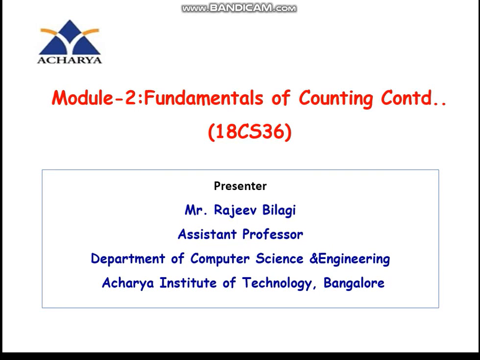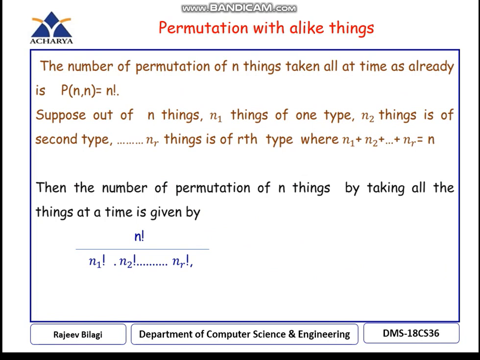Dear all, we'll continue with the fundamentals of counting and problems related to fundamentals of counting. So this is permutation with alike things, which is very important. We know that the number of permutations of n things taken all at a time is nPn, which is represented as P(n, n), and is equal to n factorial.